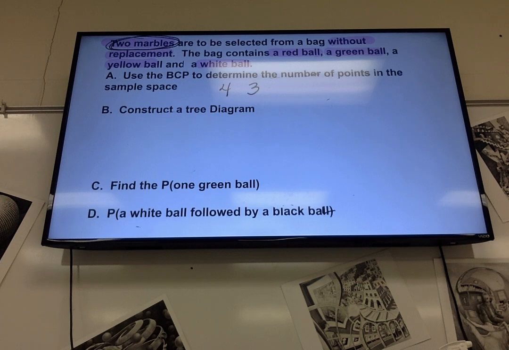3 left to choose from. And the basic counting principle says if we multiply these, that'll tell us how many possibilities we have. Now, it might be helpful to actually have a tree diagram showing those possibilities.